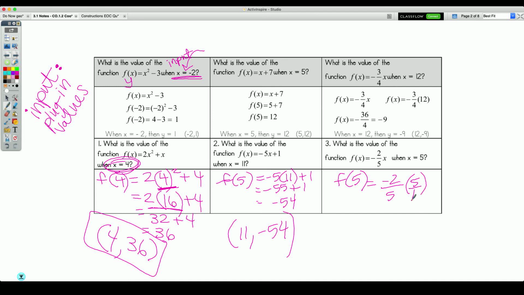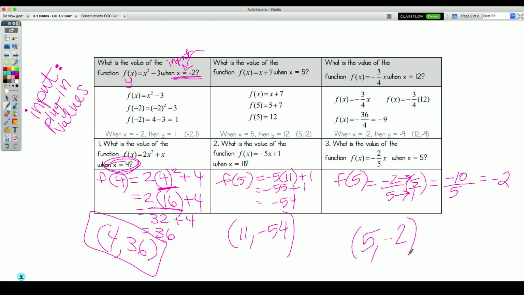Okay, and then that helps me to multiply these fractions together. Who remembers how to multiply fractions? Straight across, very good. So we are going to go straight across. So we have negative 2 times 5, negative 10. Negative 10 is our numerator, and our denominator would be what? Positive 5. This is just a division problem. Any fraction is just division. So negative 10 divided by 5 gives me negative 2, which is my output or my y value. So my point would be (5, negative 2).